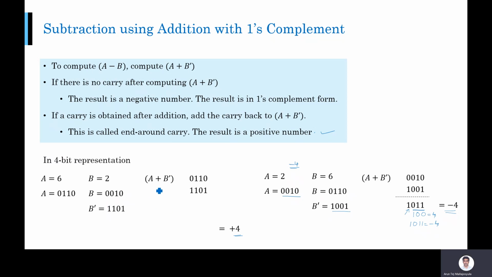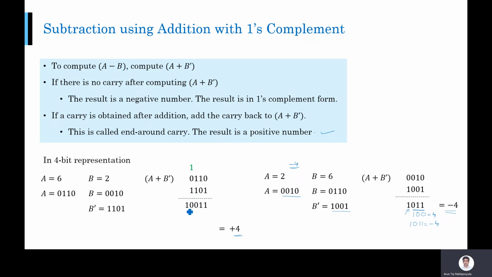So I have to now do A plus B prime. So 0, 1, 1, 0 plus 1, 1, 0, 1. This is going to give me 0 plus 1 is 1, 1 plus 0 is 1, 1 plus 1 is 2, 2 is 1, 0. So 0 with 1 carry. Again, 1 plus 1 is 2, 0 with 1 carry which comes out. So this is the result.